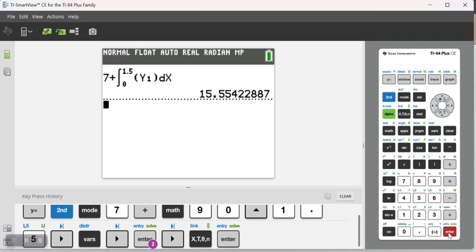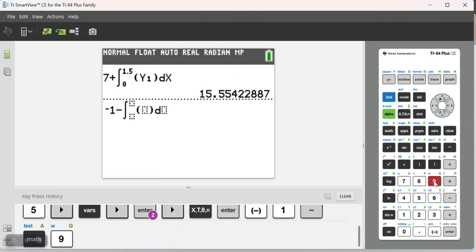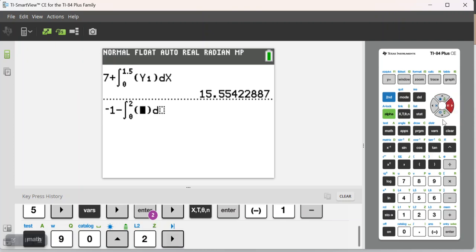Likewise, let's say in a different example, we're not using this initial value anymore. Let's say that the value of the function at x equals 2 is negative 1. All right, then I could just do, well, okay, negative 1 minus the integral from, I don't know, let's just do 0 again, 0 to 2. I think I said 2, right?